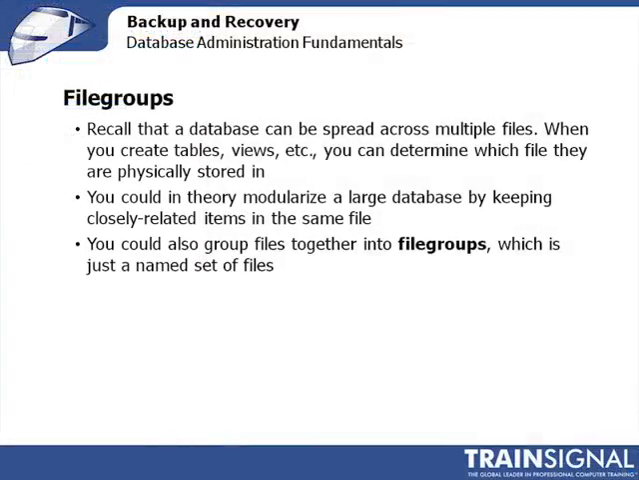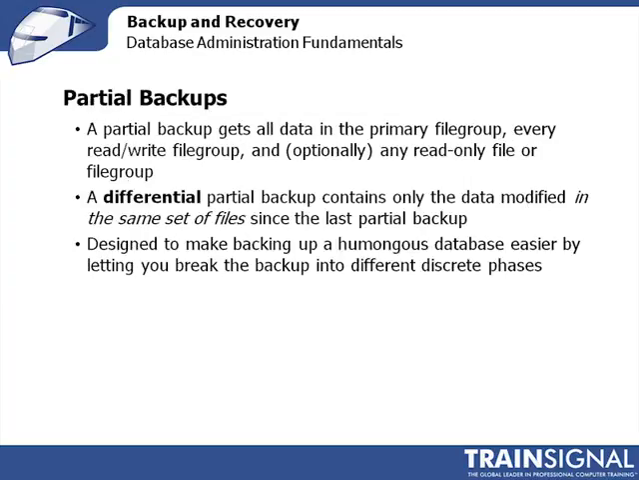Now I mentioned file groups. Keep in mind that databases can be spread across multiple files. When you create tables, views, and so forth, you determine which file they're physically stored in. So you could, in theory, modularize a large database by keeping closely related items in the same file. You could also group those files together into file groups, which is just a named set of files. A partial backup gets all data in the primary file group, every read-write file group, and optionally, if you tell it to, any read-only file or file group.